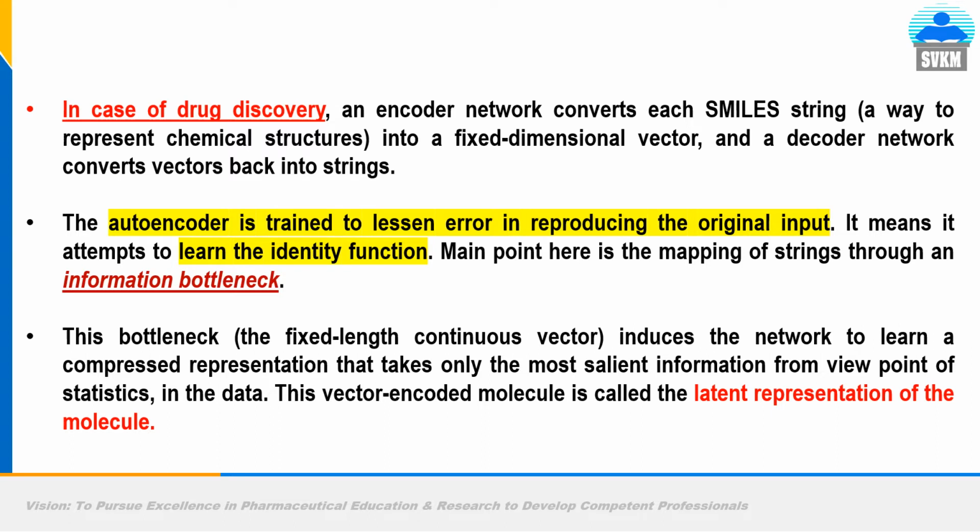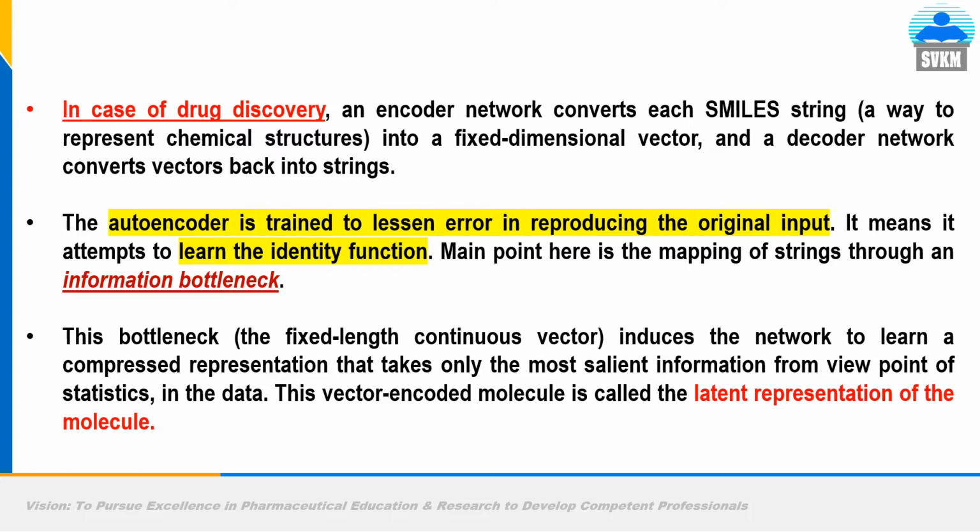It means it attempts to learn the identity function. It never forgets what is the identity and what is to be saved, extracted, preserved, or studied from the identity point of view. The main point here is the mapping of strings through an information bottleneck. This bottleneck is the fixed length continuous vector.